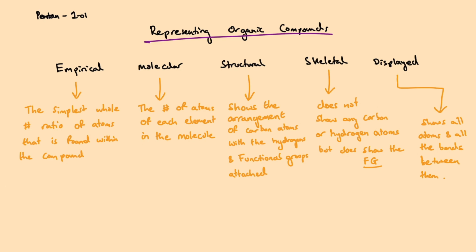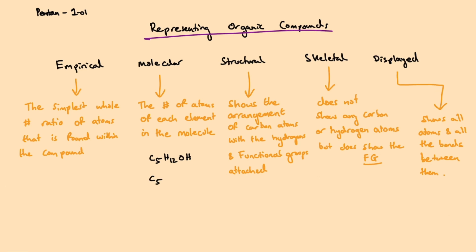For pentan-1-ol, let's write down the molecular formula straight away, which is the number of atoms of each element in the molecule. So in this case, C5H12OH. Another correct answer would be C5H12O, because all the molecular formula shows is the number of atoms of each element within the molecule. So both of these are correct. The first one is used just to make clear that the functional group is an alcohol. It's an OH. So that's the molecular formula of pentan-1-ol.